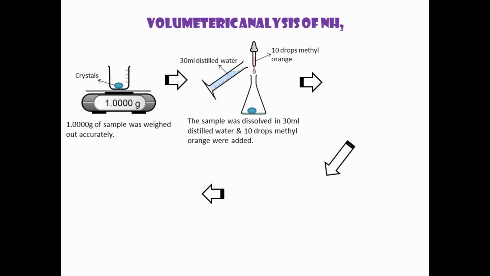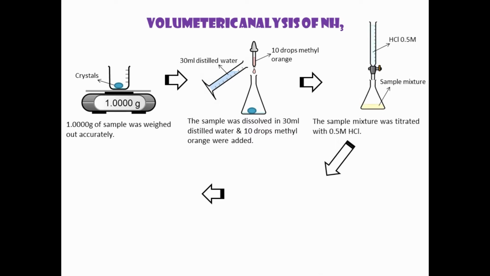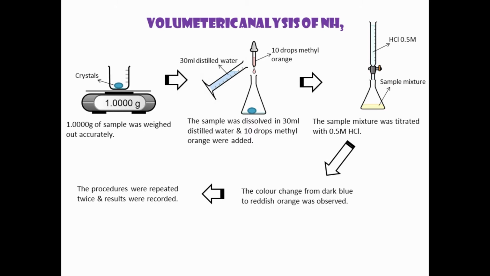10 drops of methyl orange indicator were then added into the solution and titrated with 0.5 molar HCl as soon as we can. The color change from dark blue to reddish orange was observed at the endpoint, and the result was recorded. The procedure was then repeated twice.